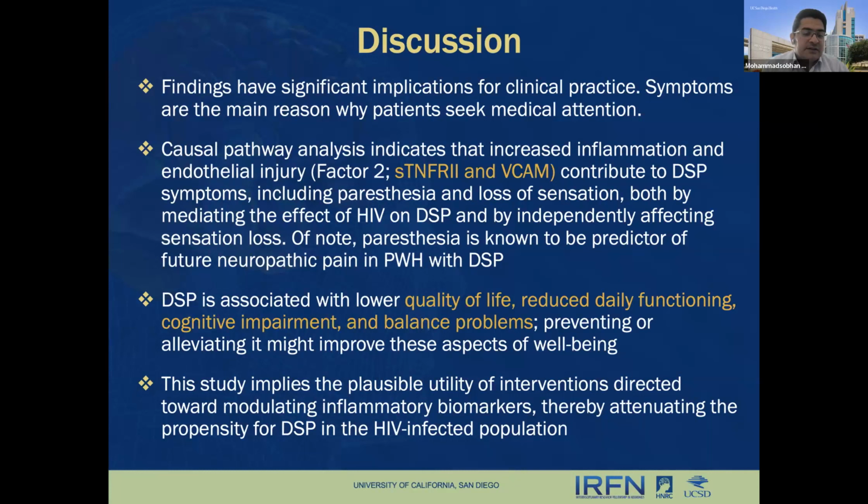And it is worth mentioning that DSP is associated with lower quality of life, reduced daily functioning, cognitive impairment, even depression, and balance problems, and preventing or alleviating it might improve the quality of life of people with HIV. And this study implies the plausible utility of interventions directed toward modulating inflammatory biomarkers, thereby attenuating the propensity for DSP in the HIV-infected population.